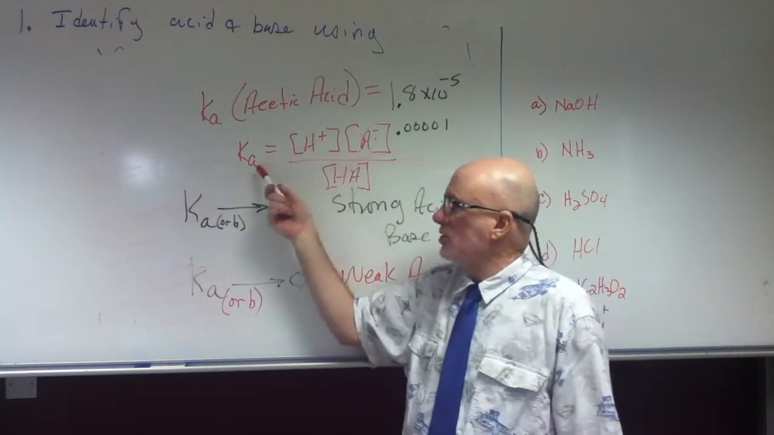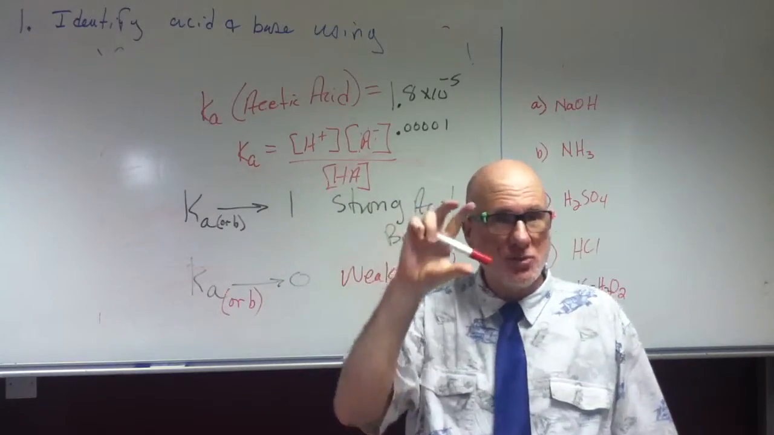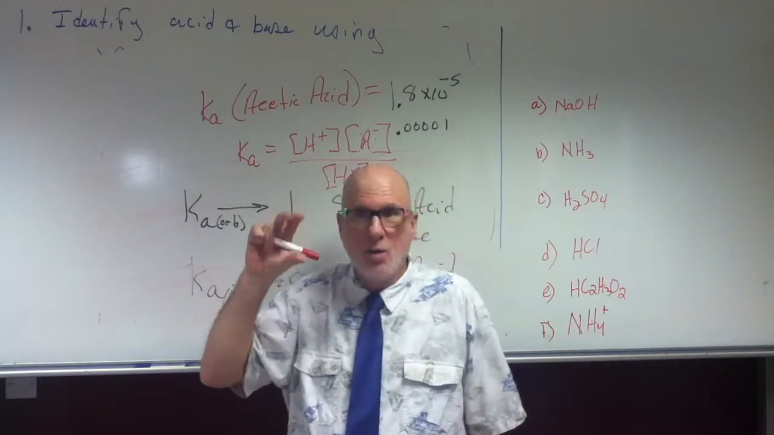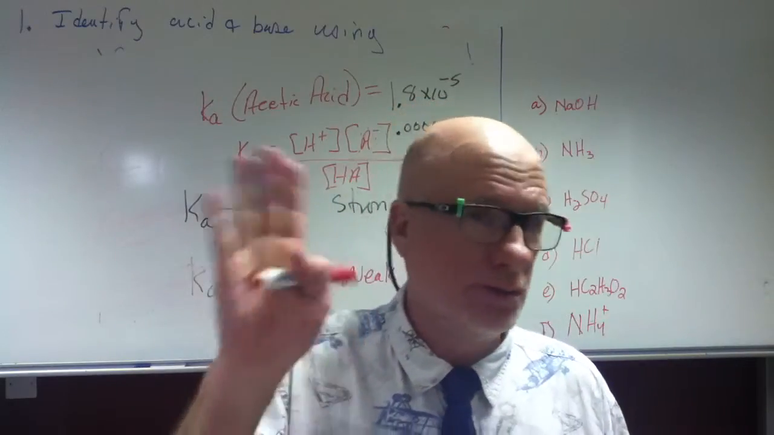When that quotient is small, the constant is small. When it's small, it means it's weak. Large, or 1, it's big.